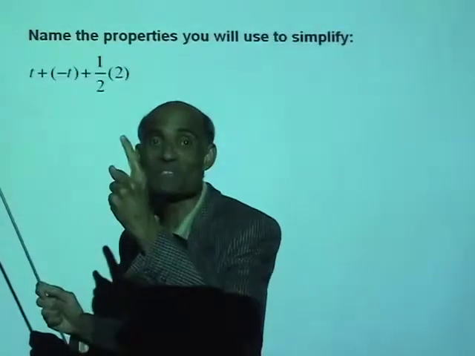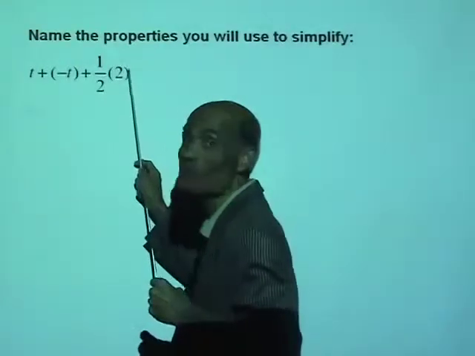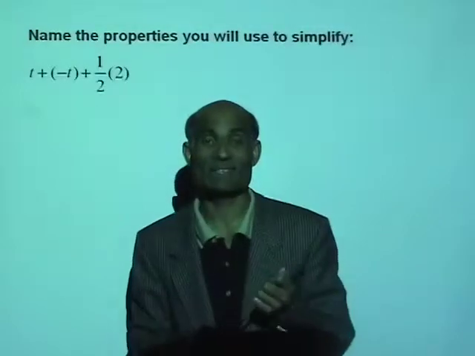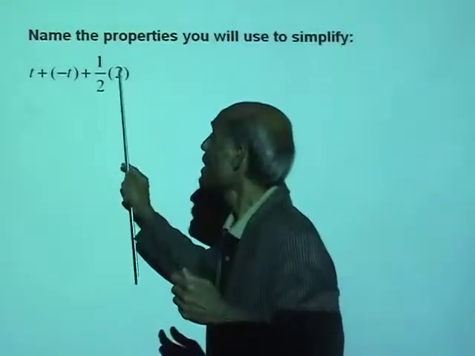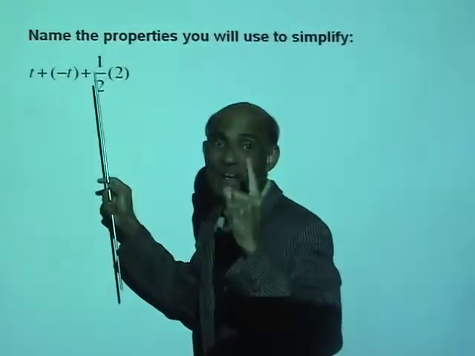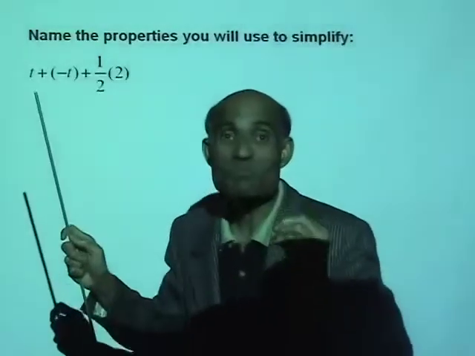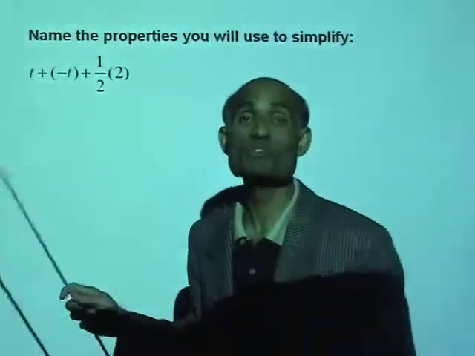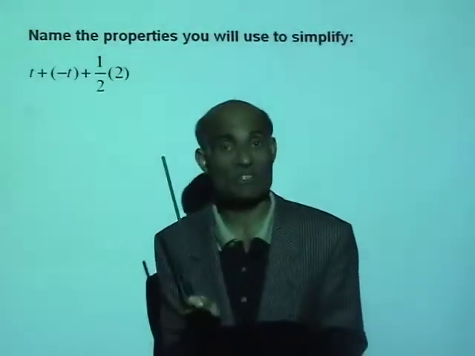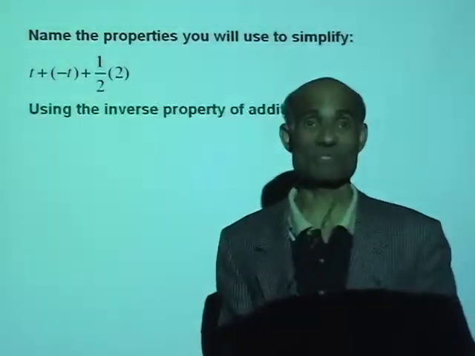Additive inverse. Alright, plus, what is 1/2 of 2? 1/2 multiplied by 2. What is the value of that? A number multiplied by its reciprocal is 1. So what is the property we have used here? It's the multiplicative inverse. We have used 2 properties. The first property is the additive inverse. The second property is the multiplicative inverse.